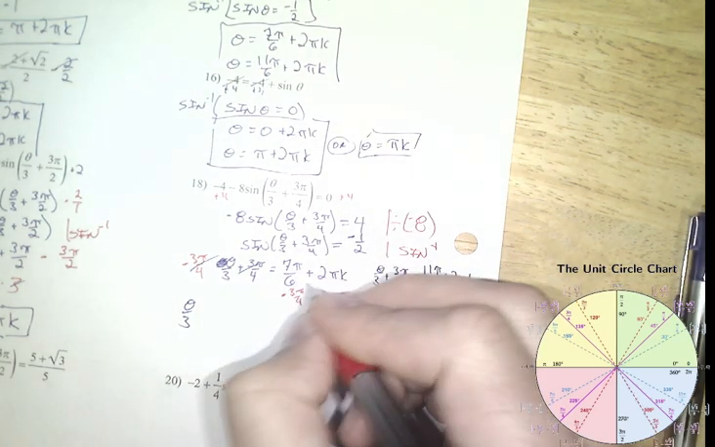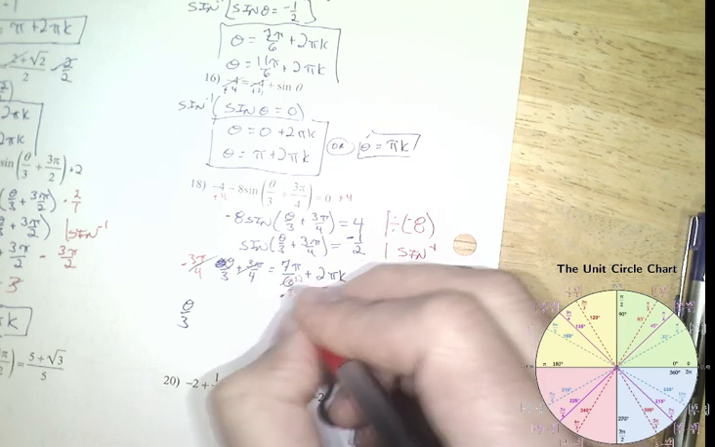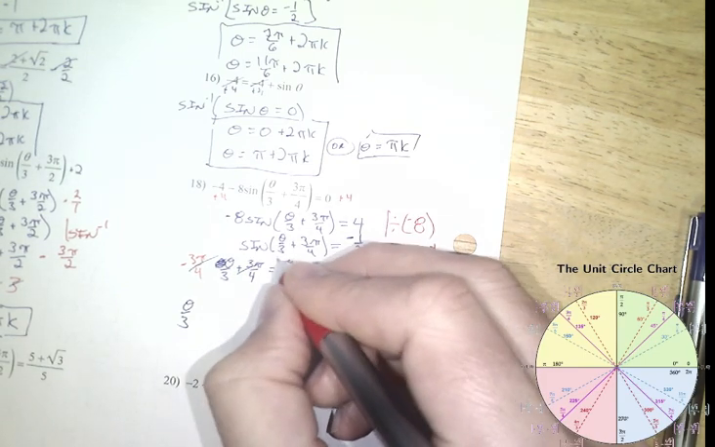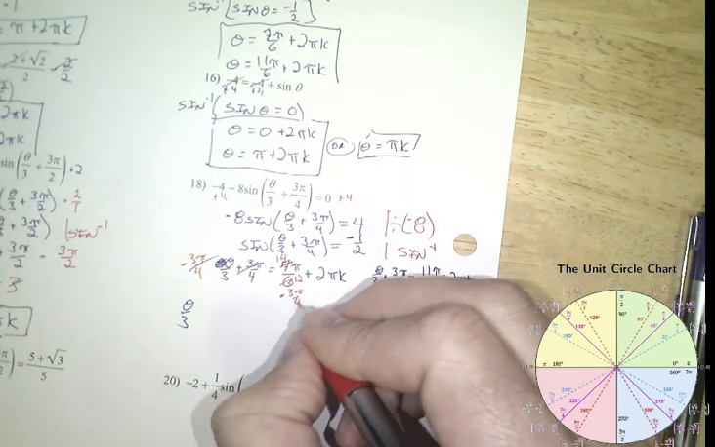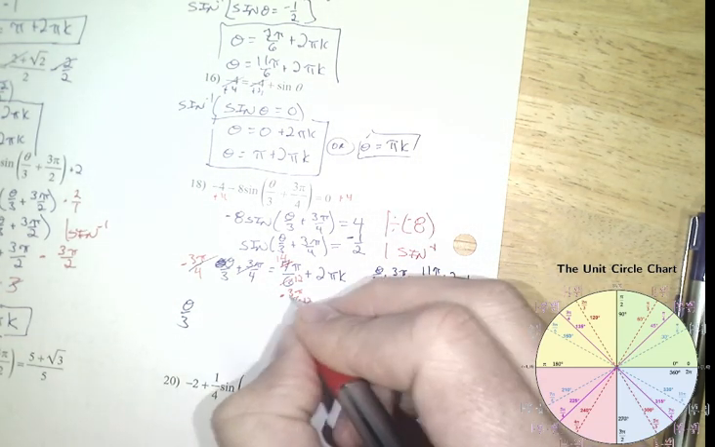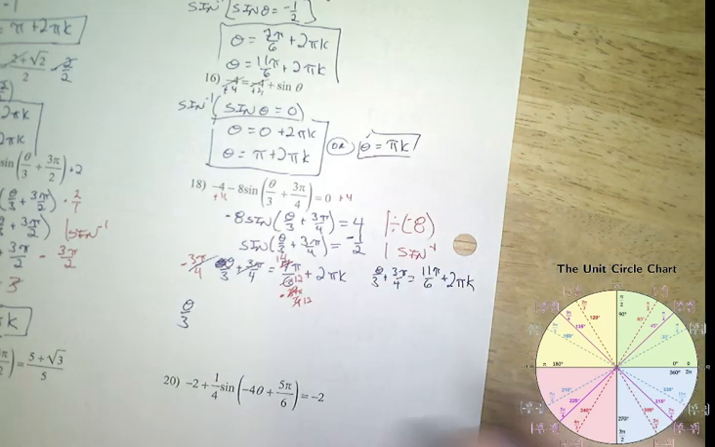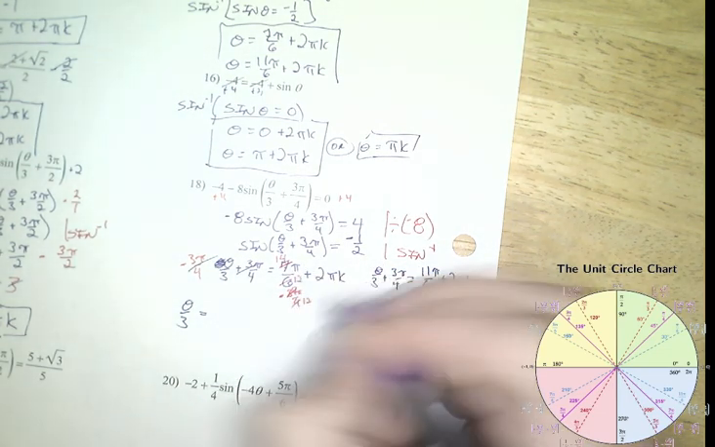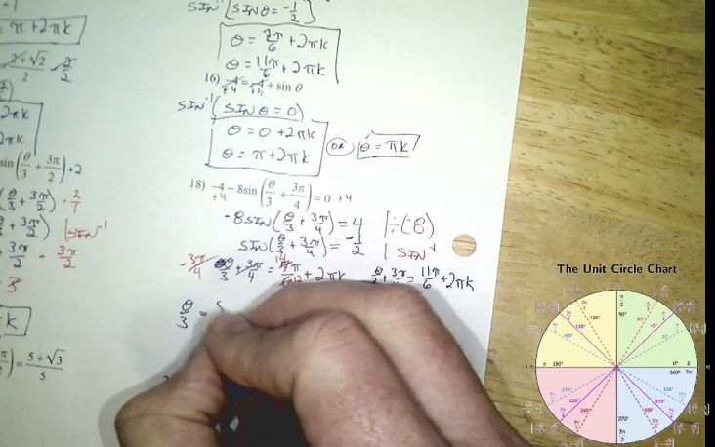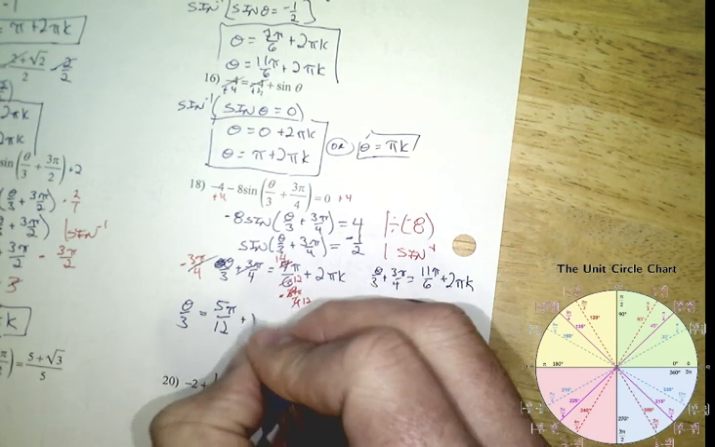This side, collect like terms. I need to get these to common denominators, so I'm going to say that's going to be 12. So I'll double 6 to be 12 and double 7 to be 14. And I'll triple 4 to be 12. So that way I'll triple that to be 9 pi over 12. So 14 pi over 12 minus 9 pi over 12 is going to be 5 pi over 12 plus 2 pi k.